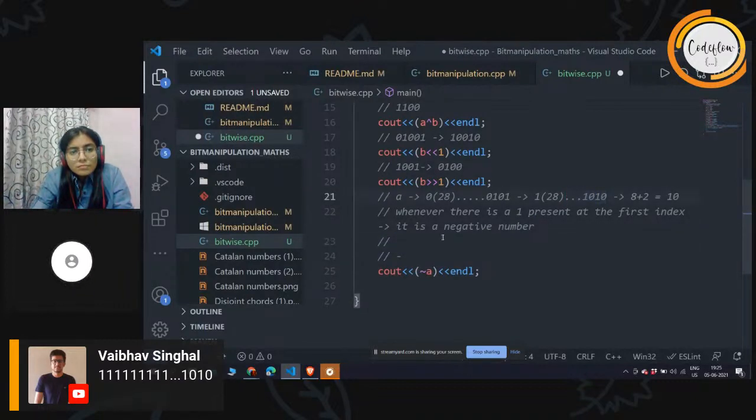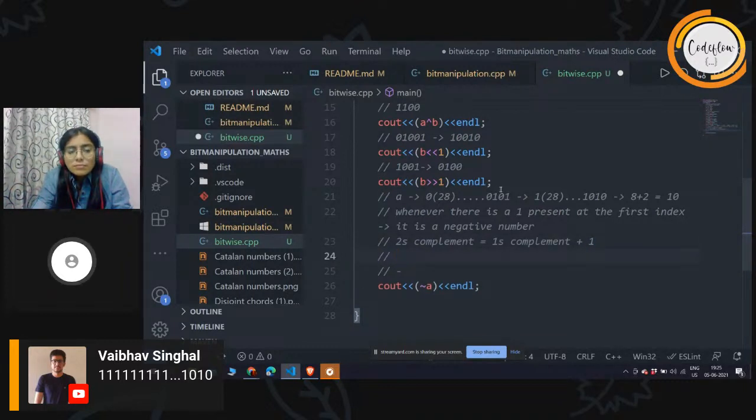we can compute it. How is a 2's complement calculated? What is the 2's complement formula? 2's complement formula is just 1's complement. 1's complement is when you reverse all the bits, meaning you NOT it, okay? Once you do 1's complement, then just add 1 to it, you get 2's complement.